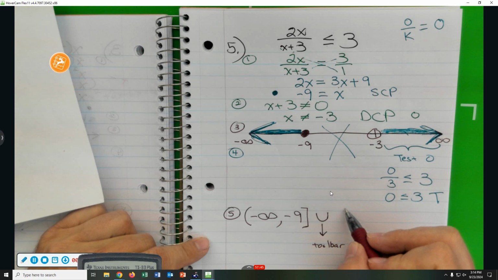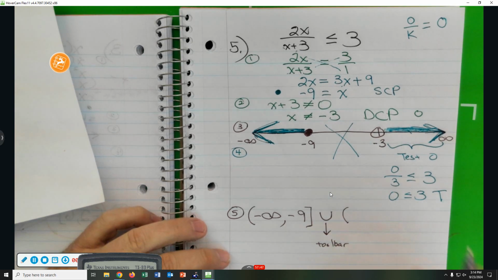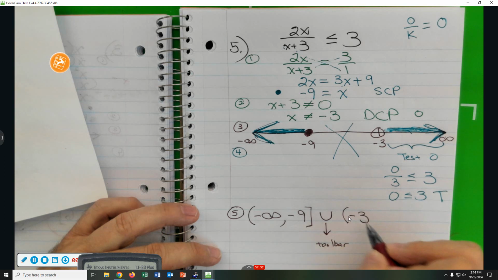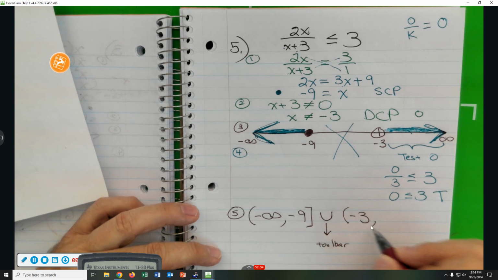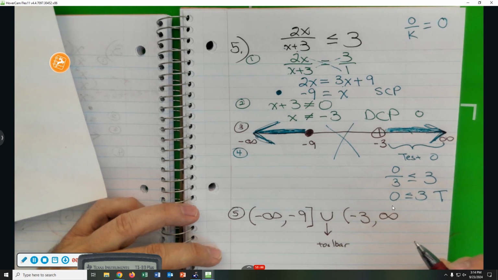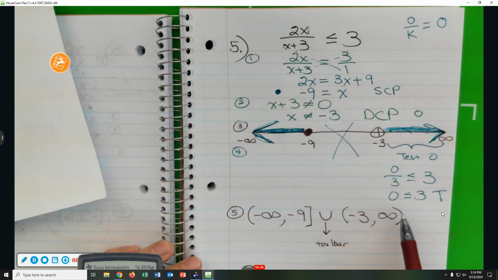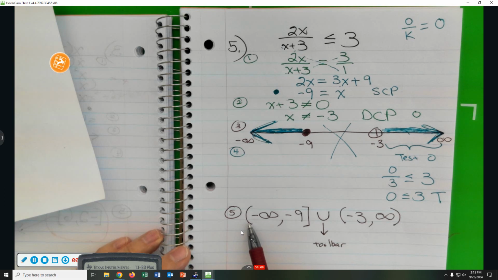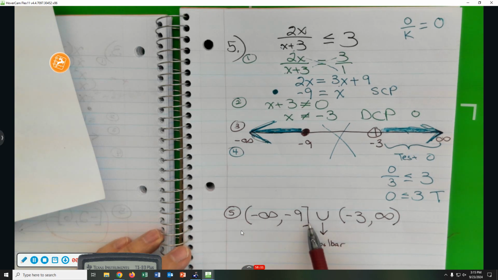Parentheses or bracket? Parentheses, because it's an open circle, and then -3, comma, positive infinity. And what goes after the positive infinity? You always put a parenthesis after a positive infinity. You always put a parenthesis after a negative infinity. You only use a bracket at closed circles.